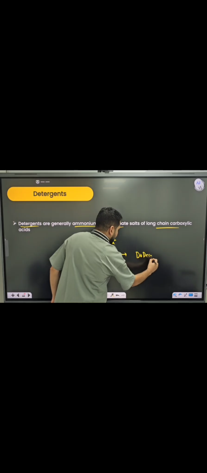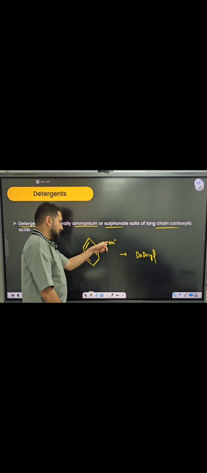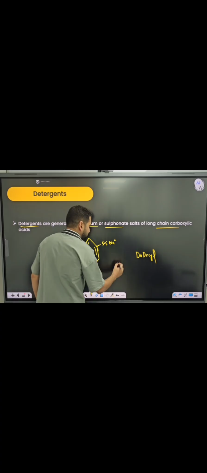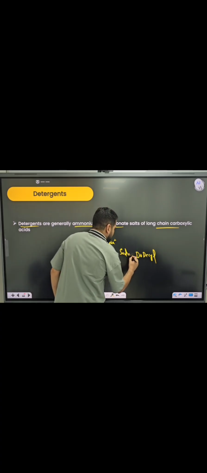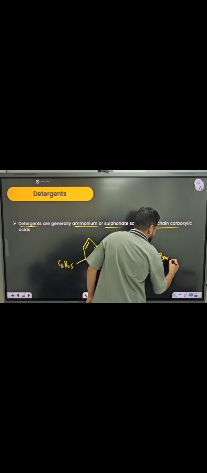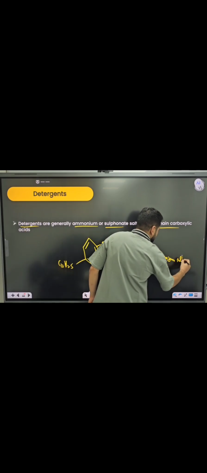There are 12 carbons. 12 carbons means dodecyl, right? And there is sodium also. So let me name it. This is one detergent. Let me name it sodium dodecyl, and there is benzene as well, benzene sulfonate. That's the name of the detergent. If you remember it, well and good.